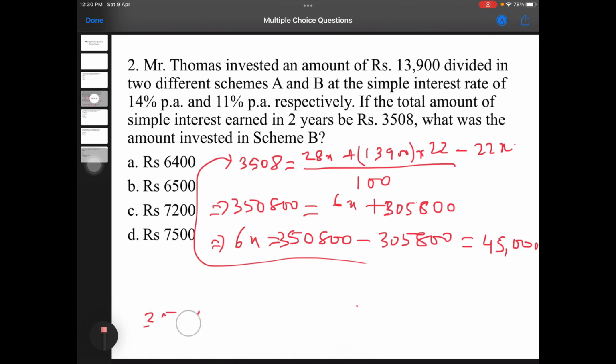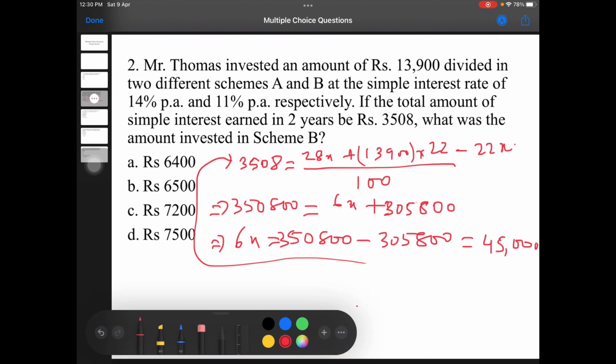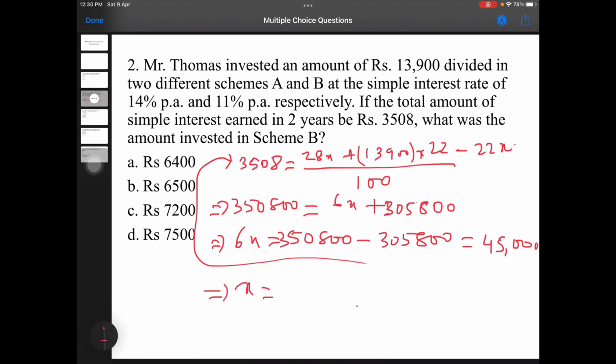So from here follows X will be 45,000 divided by 6, which will be 7,500. So the amount he invested in Scheme A, which is X amount, is 7,500.